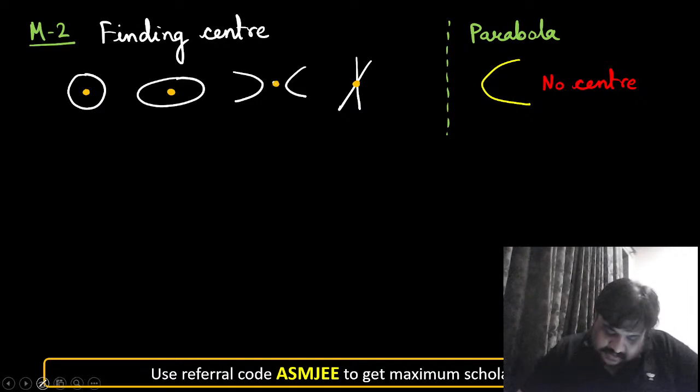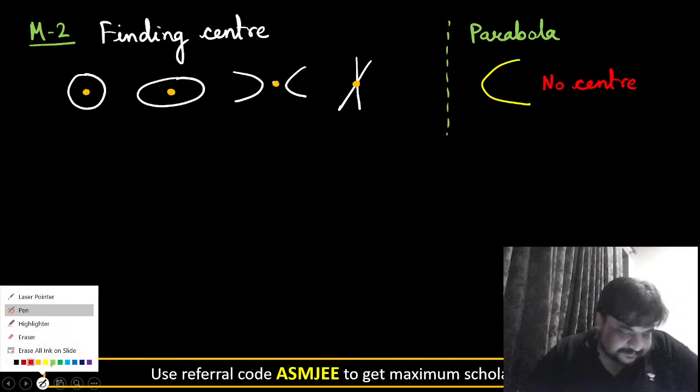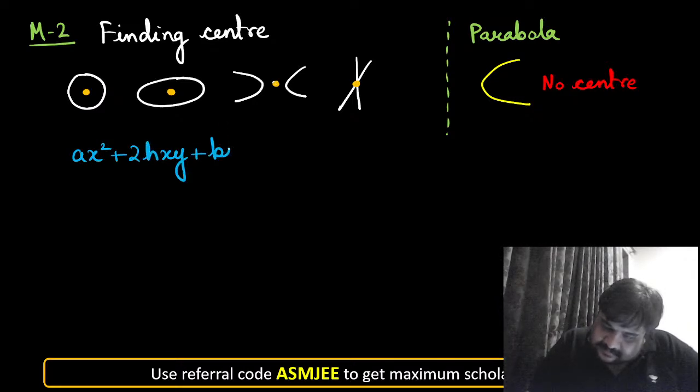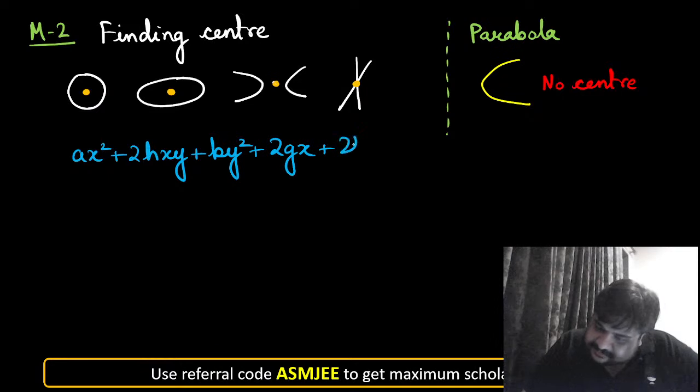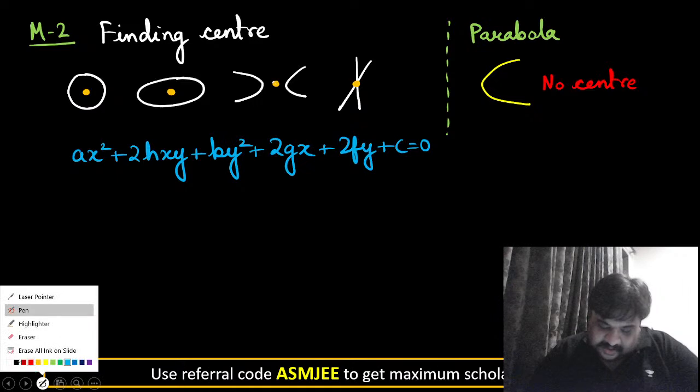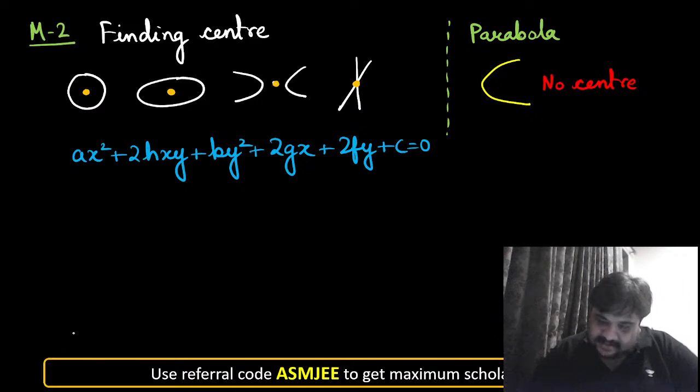So all these equations are 2-degree equations, and there is a method, a trick, to find their center. And of course, if we apply the same method for a pair of straight lines, you will get the point of intersection. Now, what is that trick?